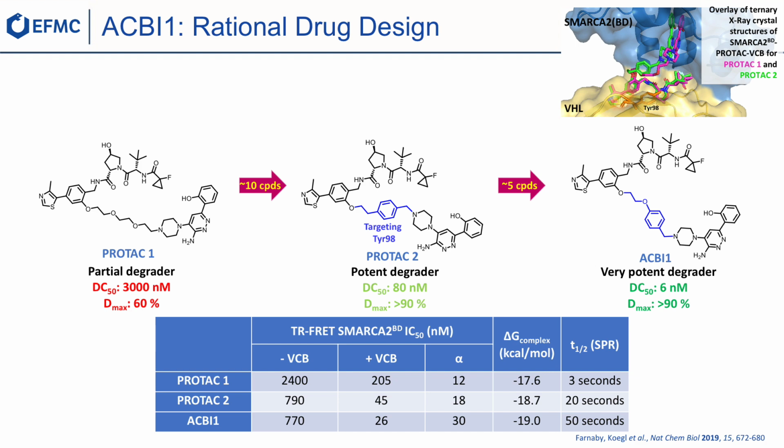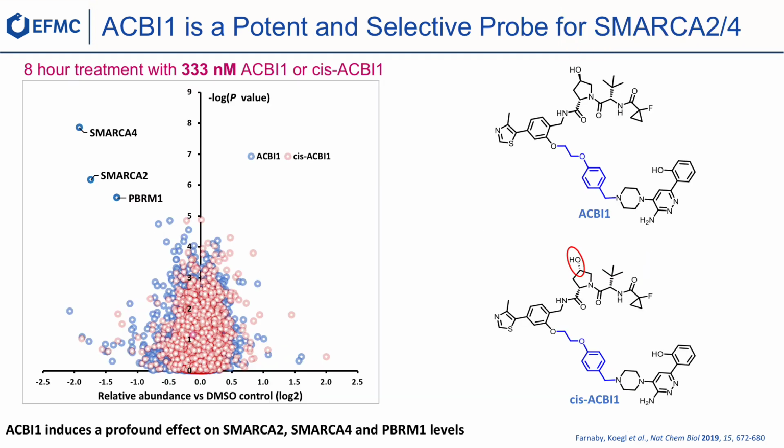90% Dmax. Whole cell, unbiased proteomics also shows the selectivity for ACBI1 towards SMARCA2, SMARCA4, and PBRM1 when analyzing the relative abundance of the protein levels versus a DMSO control. The use of cis-ACBI1 allows us to critically investigate the effect when E3 ligase binding is abrogated.